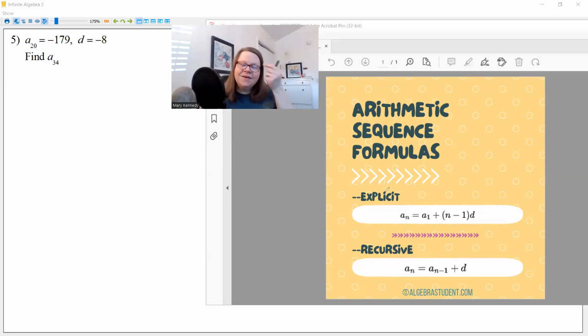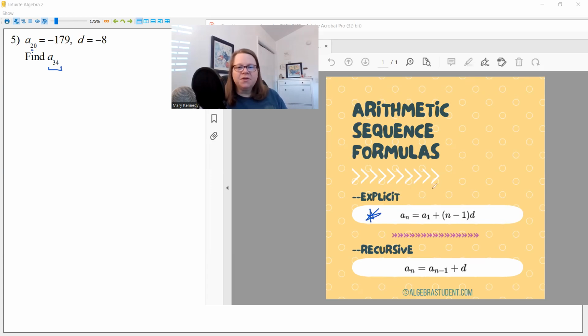Hey guys, let's take a look at arithmetic sequences. In this case, we have to find the 34th term. So there's only a couple of bits of information here. We know the 20th term, a sub 20, and we know the difference in this sequence. So we're going to use the explicit formula.